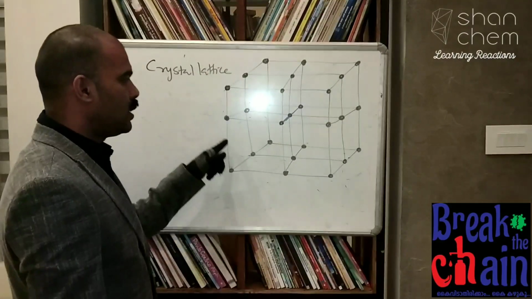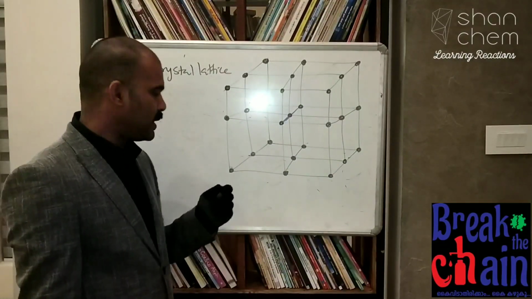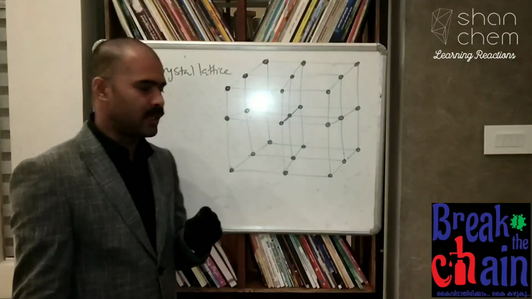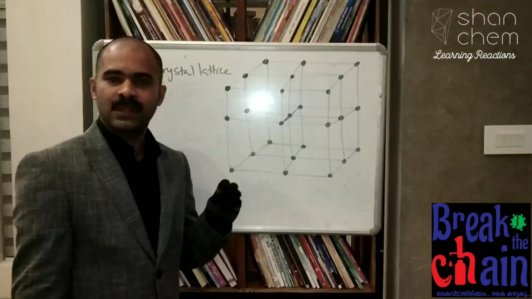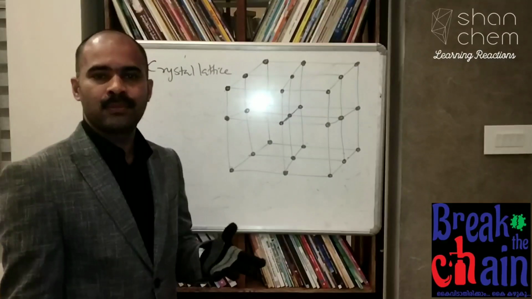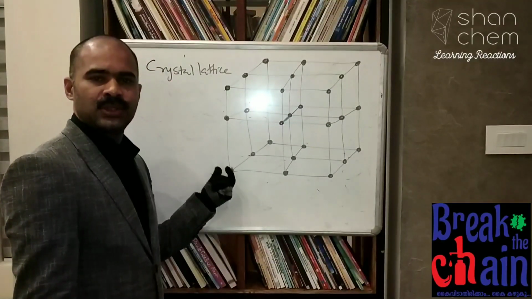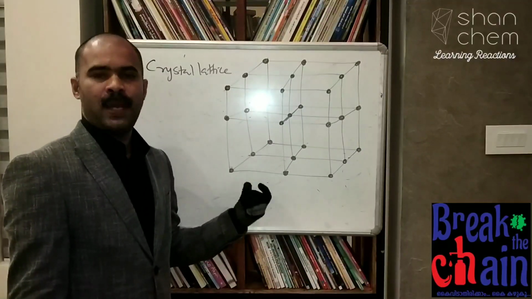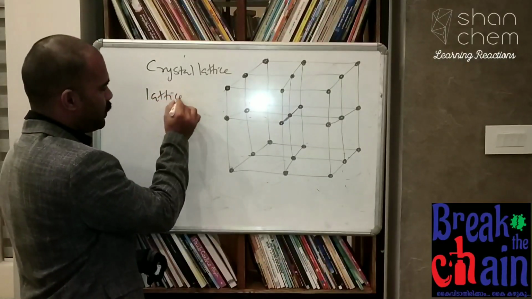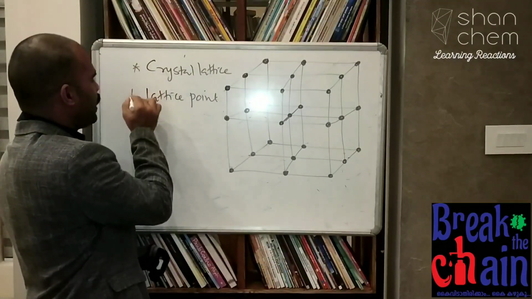Okay, this is one of the lattices of a crystal. In this you can see there are 27 points here. Each point represents a particle. Sometimes it may be an ion, atom or molecule depending on the nature of the solid. The point which is used to represent a particle in a crystal is called a lattice point. Crystal lattice and lattice point.